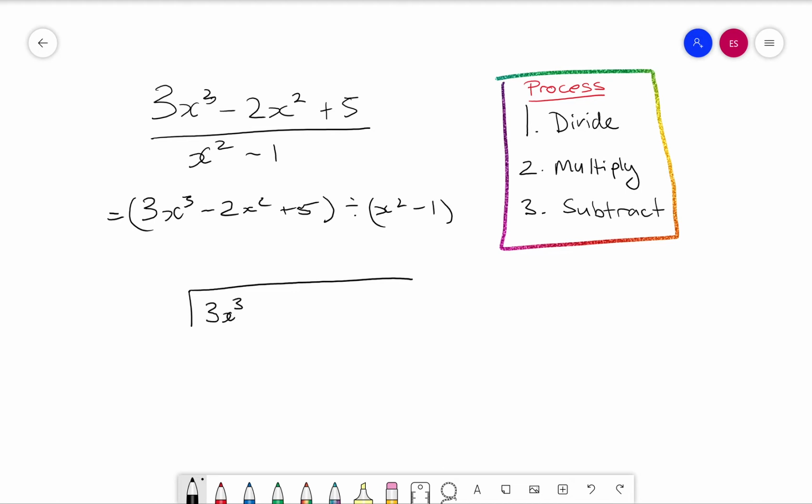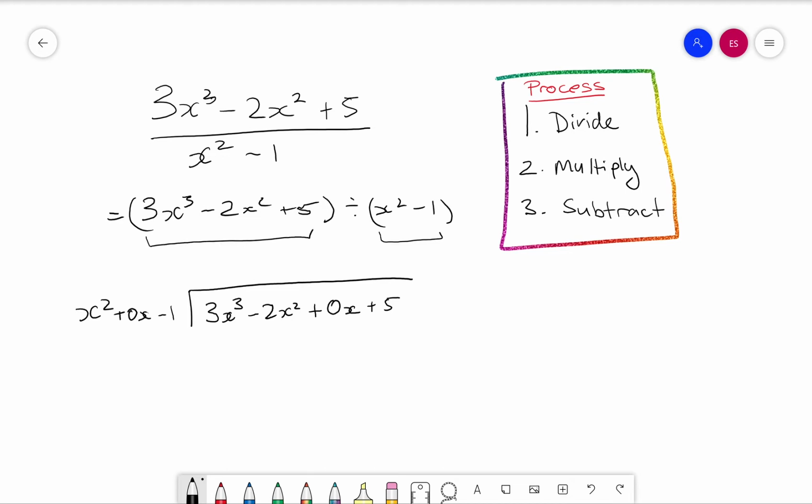So we write 3x cubed under here because this is what's getting divided, minus 2x squared. Now there's no x to the power of 1 term, so we'll add that in. We'll just make it 0x plus 5. And same thing with the divisor, we go x squared, but there's no x to the power of 1 term, so we'll make it plus 0x, take 1. So we've got this term being divided by this term.